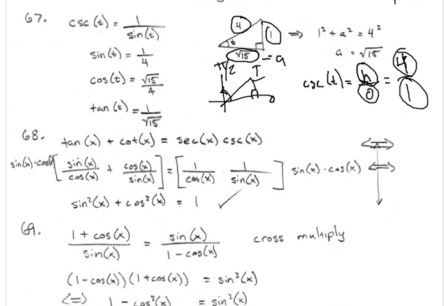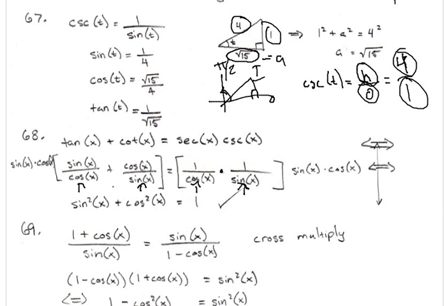Well, tangent of x is equal to sine of x over cosine x. Cotangent of x is equal to cosine of x over sine of x. Secant is equal to 1 over cosine of x. Cosecant is equal to 1 over sine of x, right? So I have here a sine and a cosine and a cosine and a sine, right?